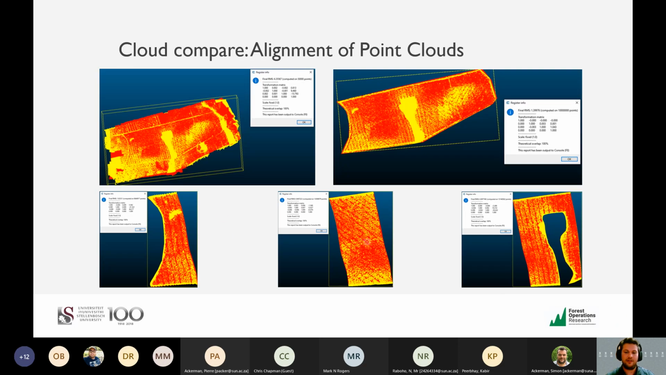As seen here are the different steps performed in Cloud Compare. This is the point clouds imported and roughly aligned without any removal of points. Next, the edges of the point clouds were removed and a rough alignment was done again. After the rough alignment of the full compartments before and after thinning, the treatment blocks or plots were snipped out from these bigger compartments, and these smaller plots were then finely aligned to reduce the overall root mean square error.